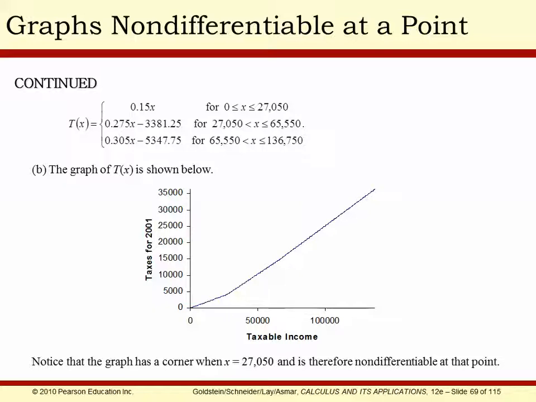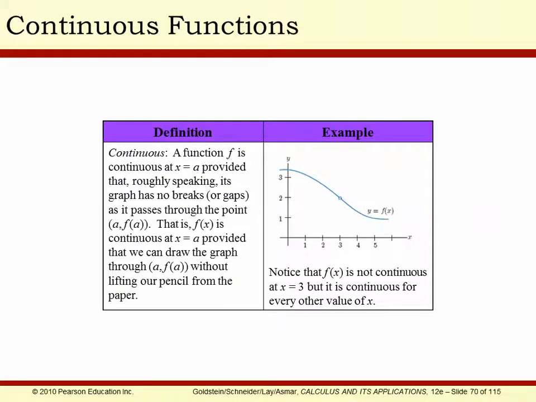Now we're going to look at something we call continuous functions. We talked about differentiable. Now we're going to talk about what it means to be continuous. A function f is continuous at x equals a, provided that, roughly speaking, its graph has no breaks, no gaps, as it passes through the point a comma f of a. That is, f of x is continuous at x equals a, provided that we can draw the graph through a comma f of a without lifting the pencil from the paper.